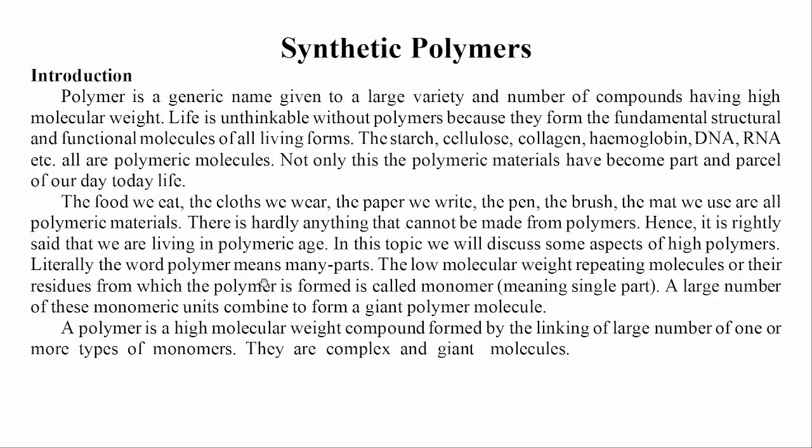Literally the word polymer means many parts. The low molecular weight repeating molecules or their residues from which the polymer is formed is called monomer, meaning single part. A large number of these monomeric units combine to form a giant polymer molecule. A polymer is a high molecular weight compound formed by the linking of large number of one or more types of monomers. They are complex and giant molecules.